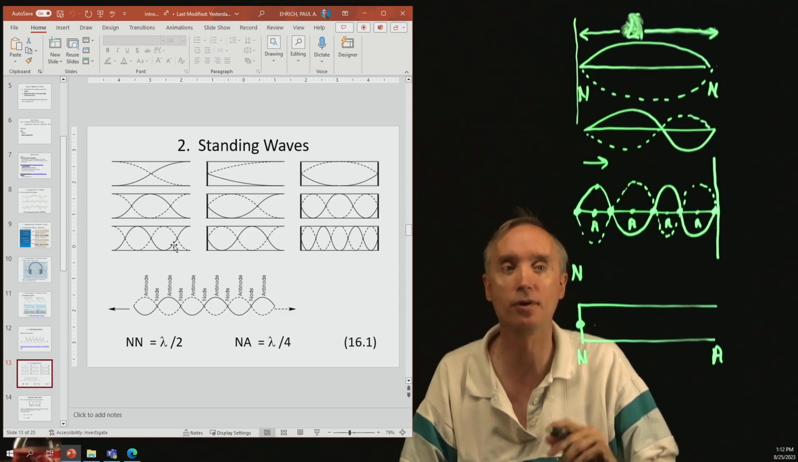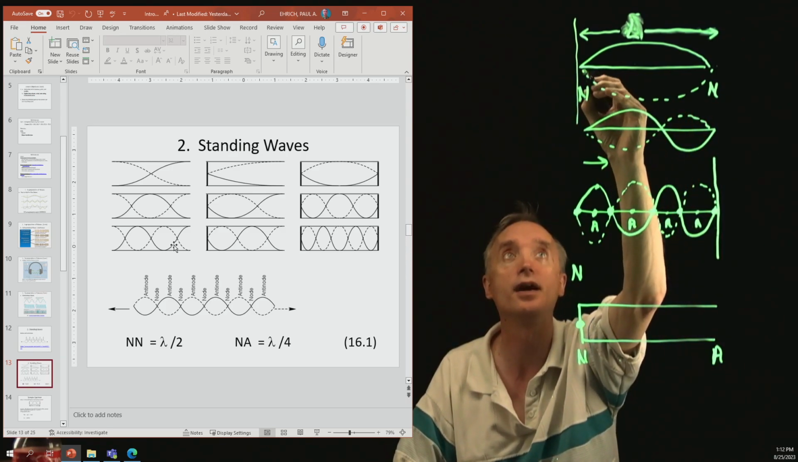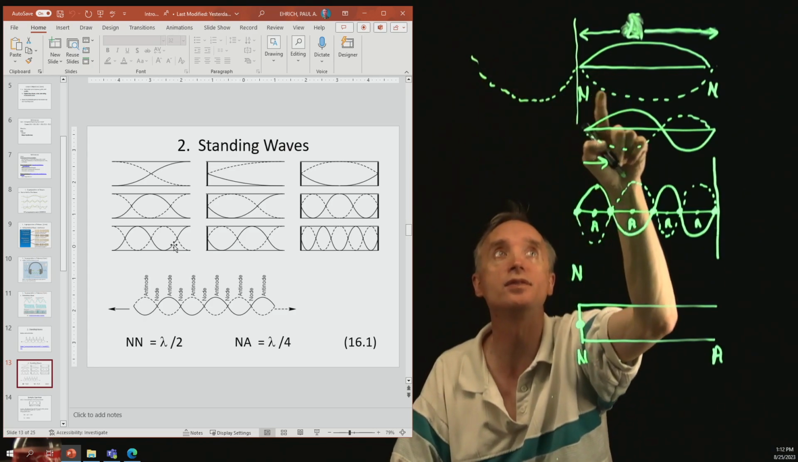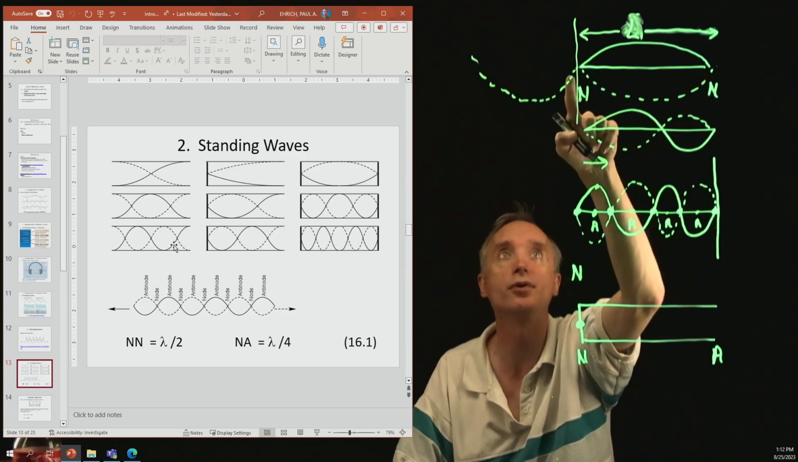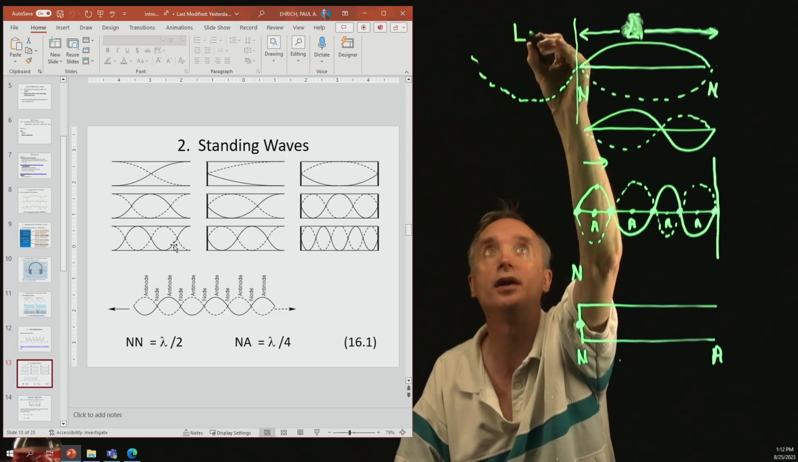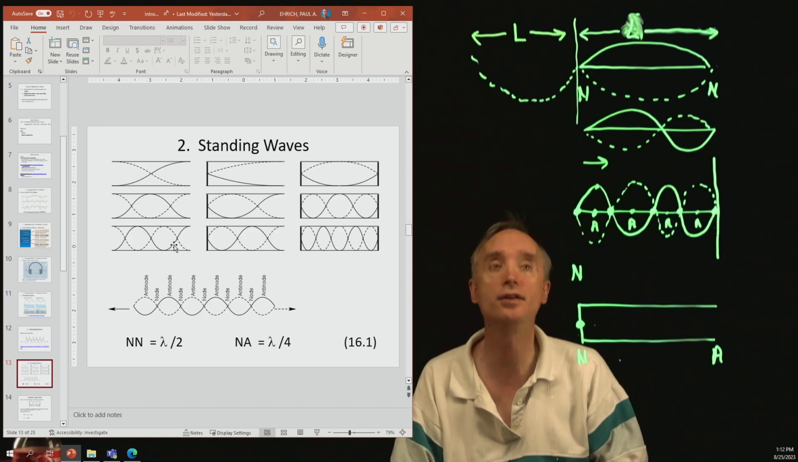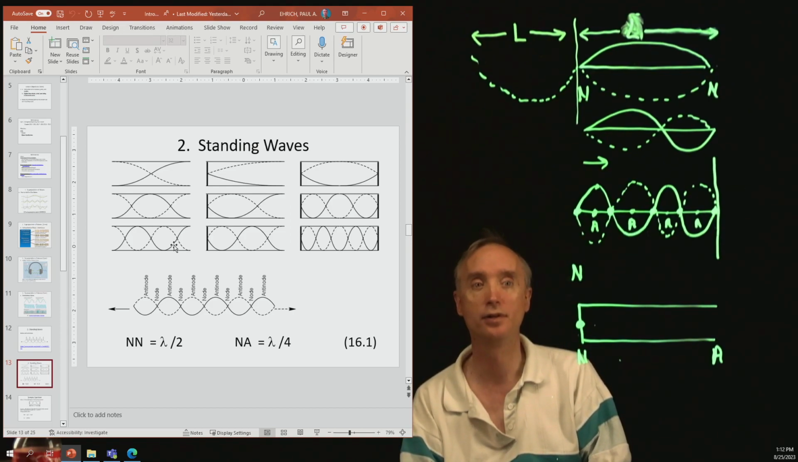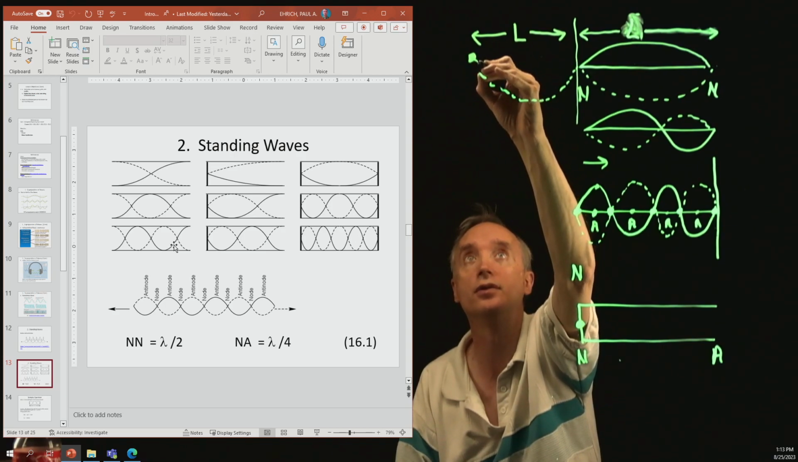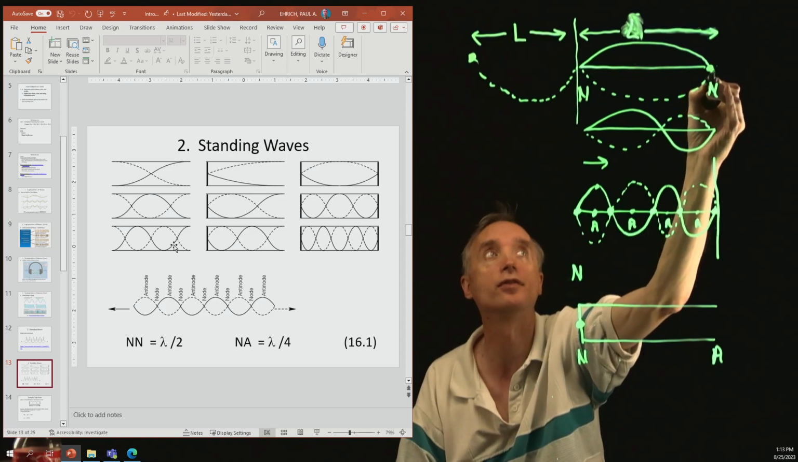So if there was a mirror and you were looking into the mirror, can you imagine that we could take this dotted line here and make a mirror of it over here? And so L would be, again, the distance from there to there. Now, can you spot the wavelength? So the wavelength would be the distance from here to where it repeats itself. And it repeats itself over here.